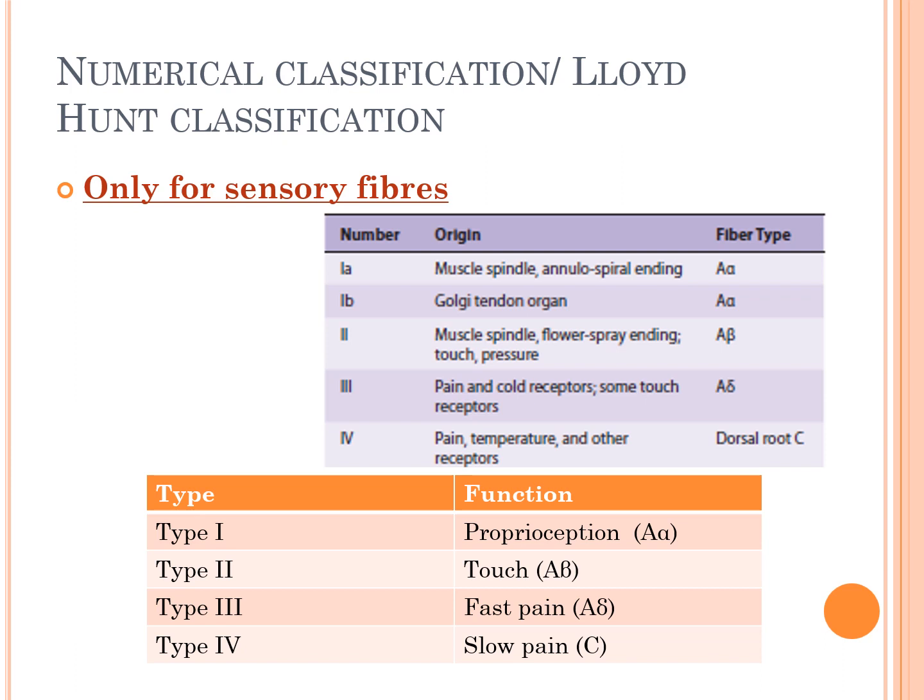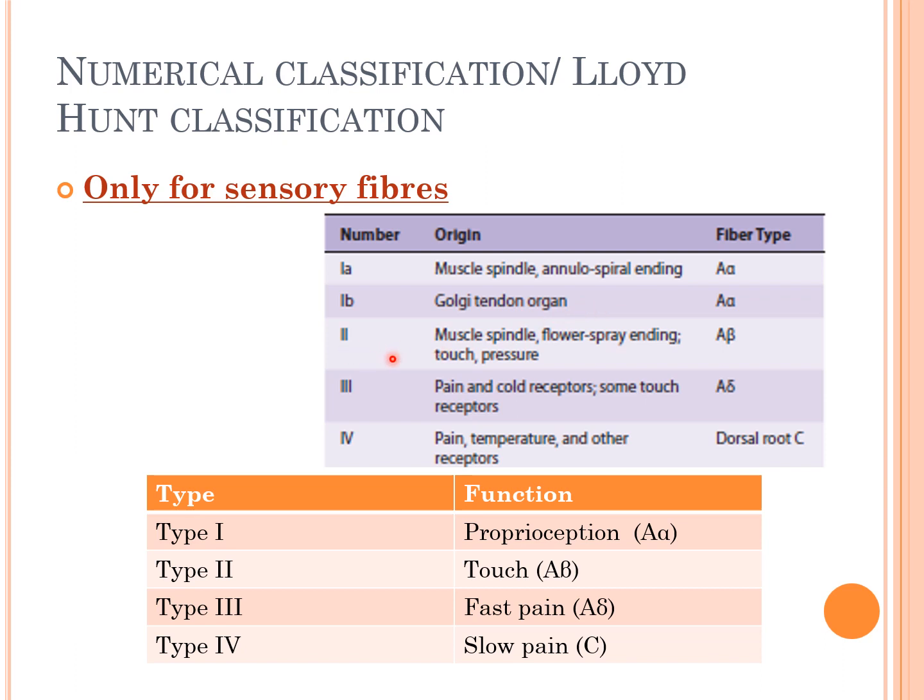the Erlanger and Gasser classification. Here you can see the Lloyd-Hunt classification, which is also called the numerical classification. According to this, 1 is the A alpha fiber, and it is again subdivided into 1A and 1B. 1A originates from the muscle spindle and annulospiral endings. 1B is from the Golgi tendon organ. So A alpha is 1, 1A is muscle spindle and annulospiral ending, and 1B arises from the Golgi tendon organ.